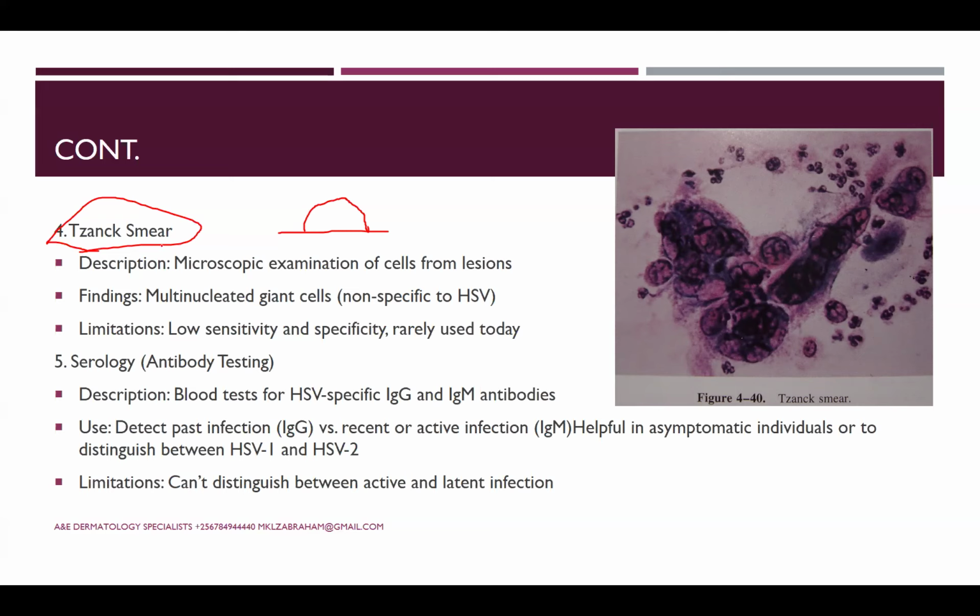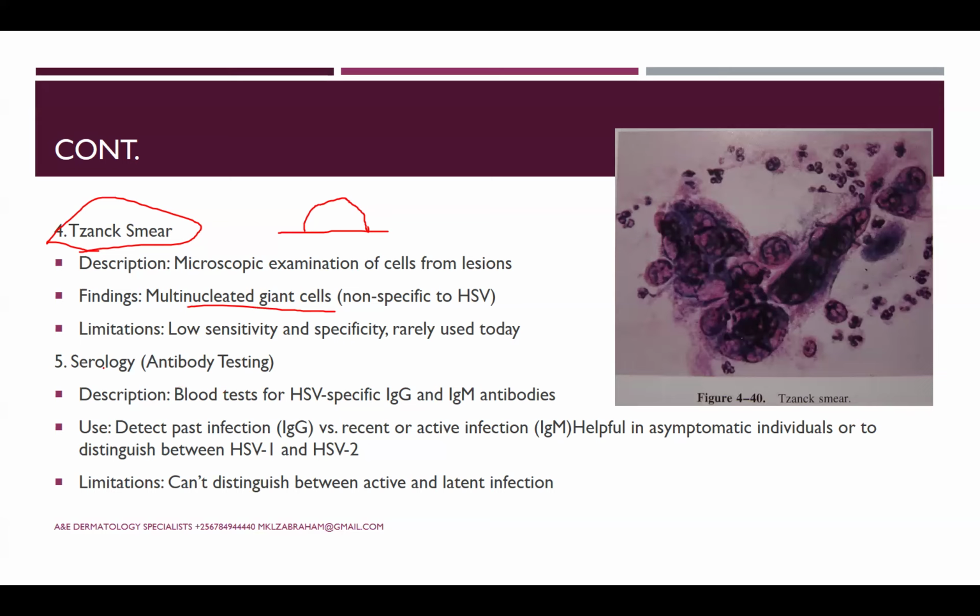But this is not specific because even varicella gives the same impression, and CMV, cytomegalovirus, gives the same impression, but at least it can give an idea. And this is usually sensitive. Their sensitivity depends on the user. If someone has done them multiple times, you can actually see good results. If someone has never done them, you can fail to see results.